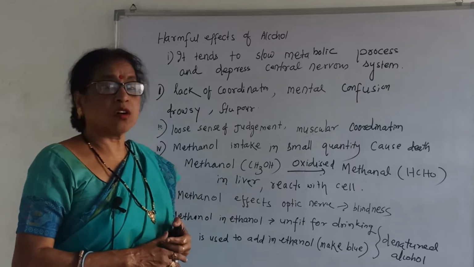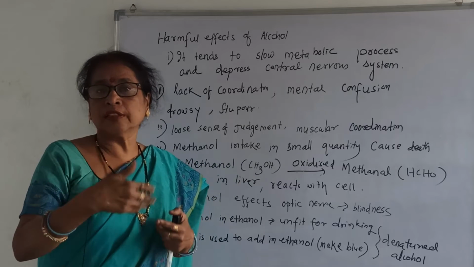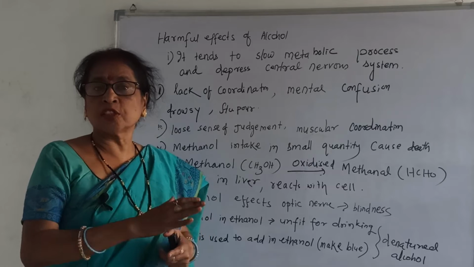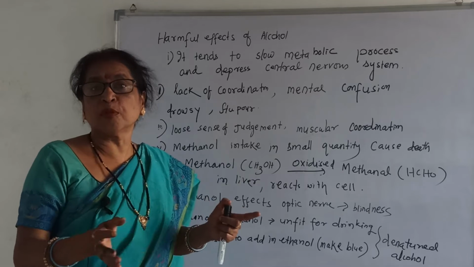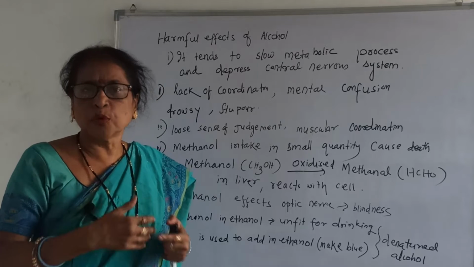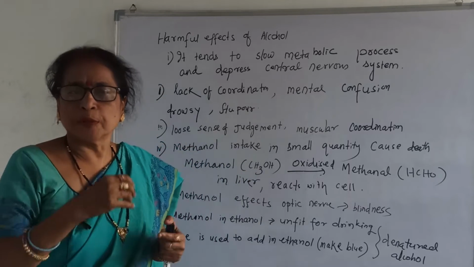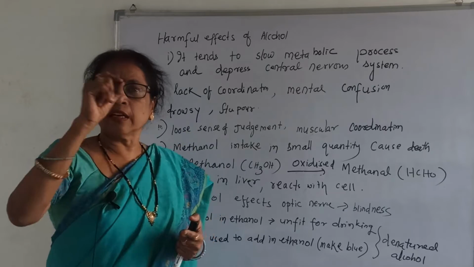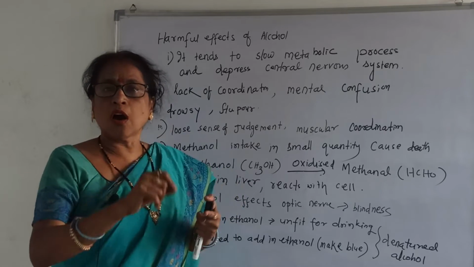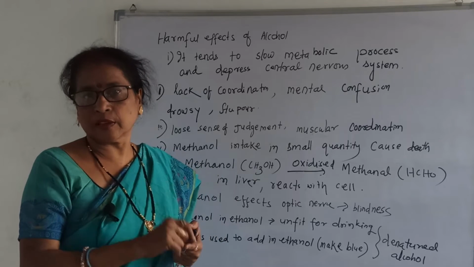purpose, and this is called denatured alcohol, because the natural alcohol is damaged. Natural alcohol is not here. Denature means nature is removed; the natural property and natural activity are removed. That is why, in denatured alcohol, methanol is added to make it unfit, or a dye, generally blue color, is added to make that alcohol unfit.